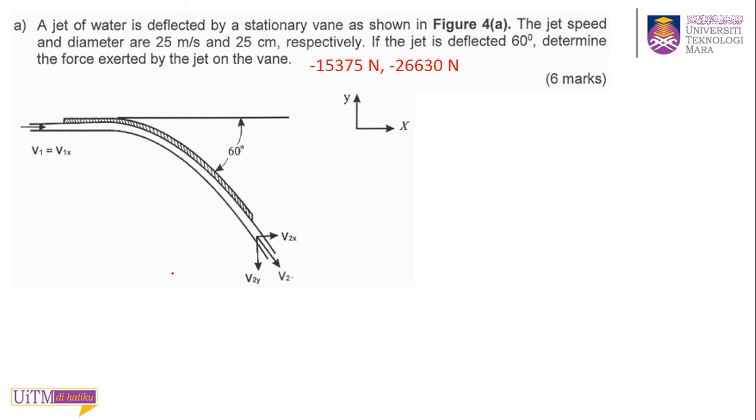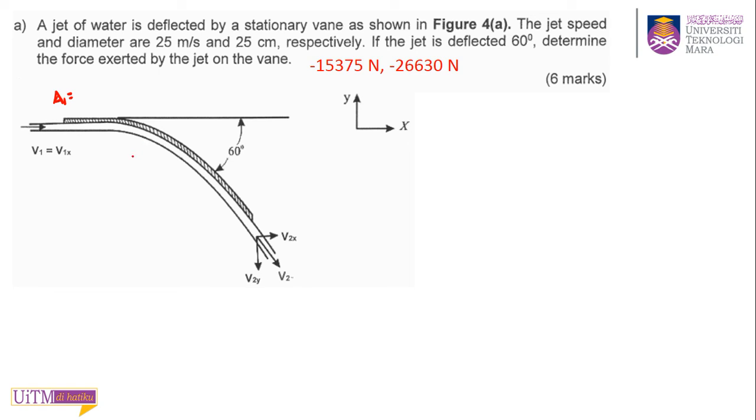Okay, last one. A jet of water is deflected by a stationary vane. So this is your stationary vane, the shaded one. As shown in figure 4, the jet speed and diameter are 25 meter per second. V1 enters at 25 meter per second, and the diameter of A1 is 25 centimeter. So you can find your A1. How much?